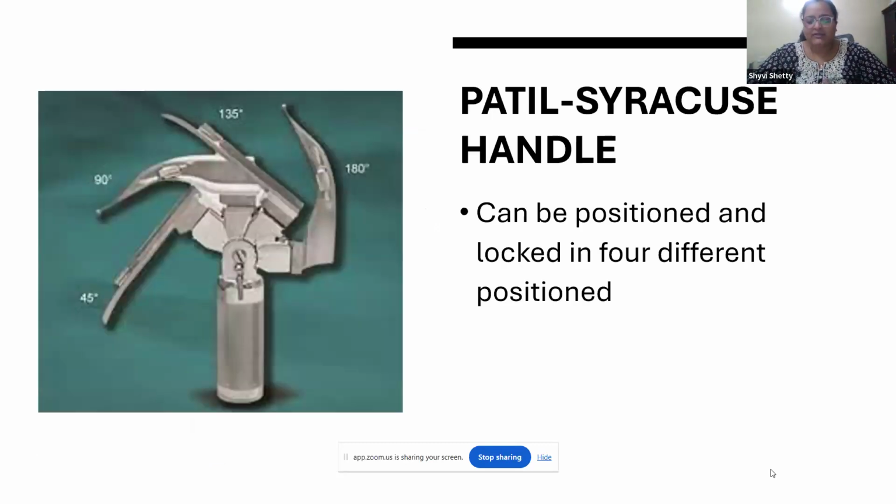Coming to handles, we have various types of handles. One type is the Patil Syracuse handle. As seen in the picture, it can be positioned and locked in four different positions, namely the 45-degree angle, 90-degree angle, 135-degree, and 180-degree. So here it can be used where the extension of the neck is contraindicated, as in cases of cervical spine injury or cervical spine instability.